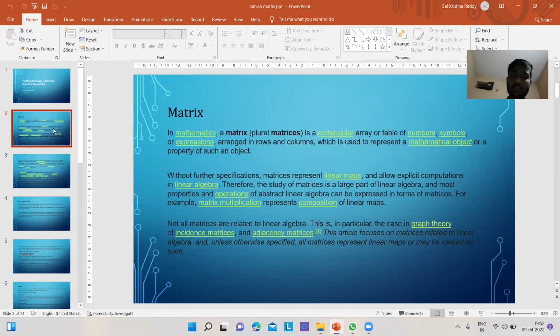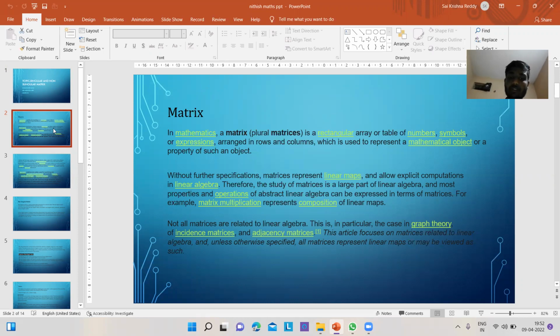Matrix. In mathematics, a matrix is a rectangular array or table of numbers, symbols, or expressions arranged in rows and columns, which is used to represent a mathematical object or a property of such an object. Without further specifications, matrices represent linear maps and allow explicit computations in linear algebra. Therefore, the study of matrices is a large part of linear algebra, and most properties and operations of abstract linear algebra can be expressed in terms of matrices.